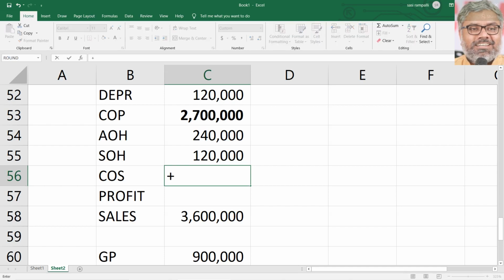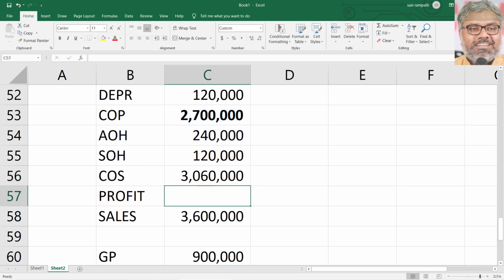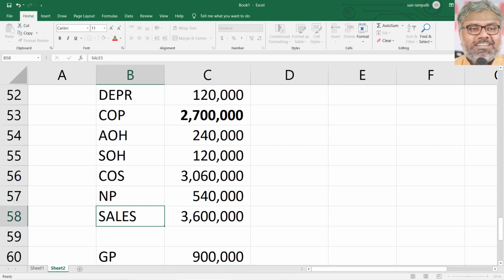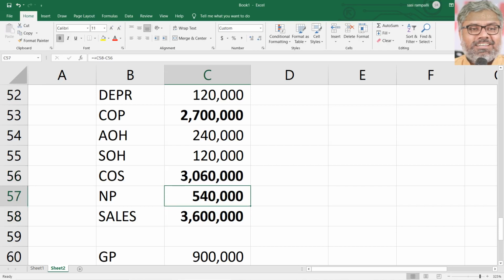So cost of goods sold and cost of sales also will be here same. That is how much? Cost of production plus selling overheads plus administration overheads also. That is 30 lakhs 60,000. Now we have got profit as a balancing figure. Which profit is this? This is net profit. That is 5 lakhs 40,000. So we have a complete cost sheet with us in front of us. So this is cost of sales. This is sales. This is profit. Cost sheet in a nutshell.